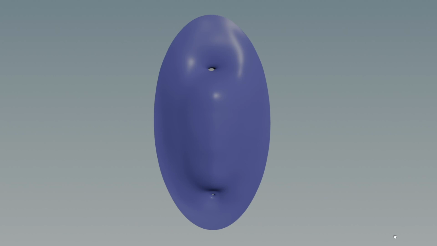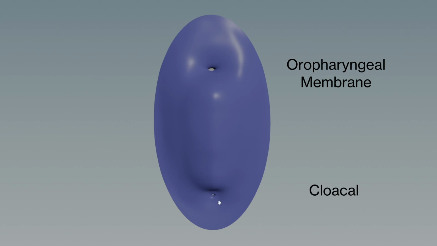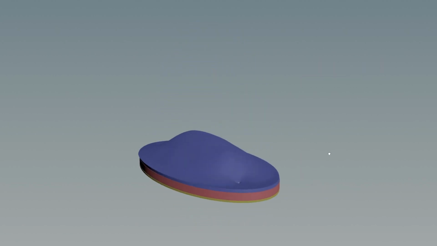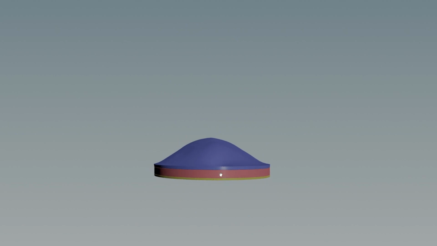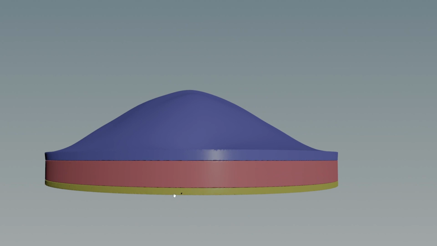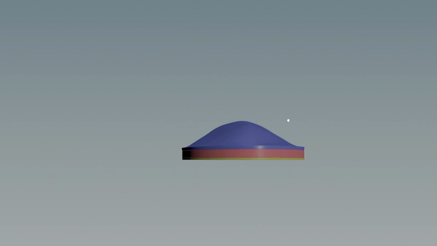So this is the digital model that I built to animate the folding of the embryonic disc, and we're looking down onto the ectoderm. This is the location of the oropharyngeal membrane, which will eventually become the oral opening, and this is the location of the cloacal membrane, which will eventually form the anal opening. And if I rotate the embryonic disc, we can see that below it is a layer of mesoderm, and below that is the layer of endoderm.